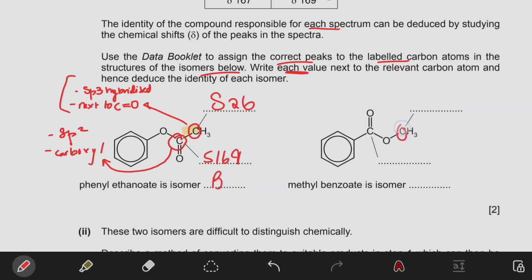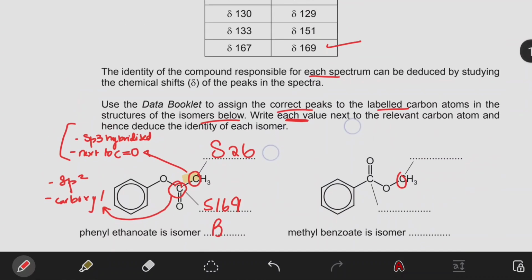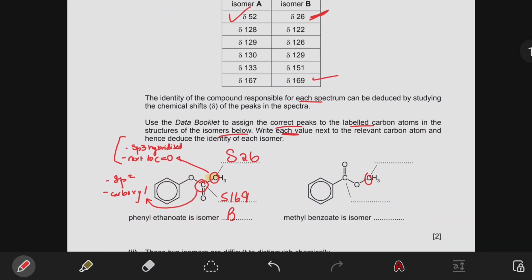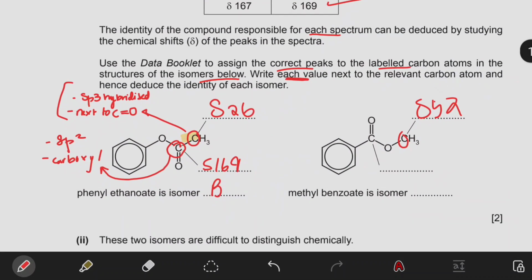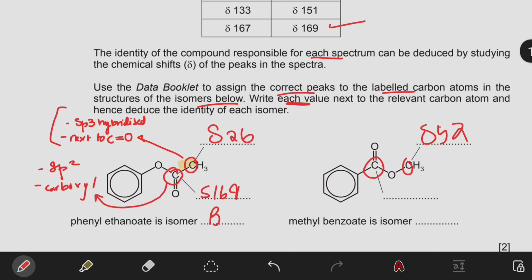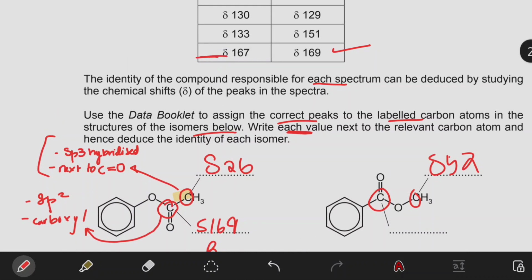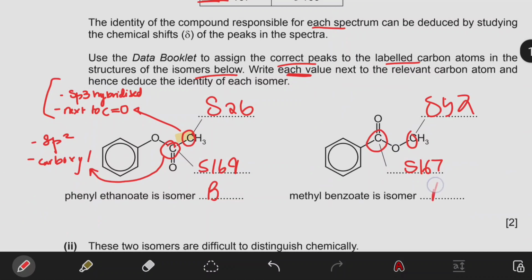Let's look at this carbon. It is sp3 hybridized and next to oxygen. For that, 50 to 70 is the range, and it's this 52. Then we look at this carbon. Again, it's sp2 hybridized and in the same range, 160 to 185 for sp2 carboxyl. So that would be 167. That's it.